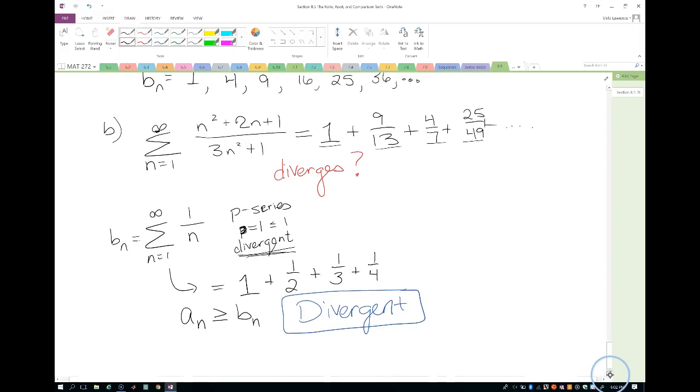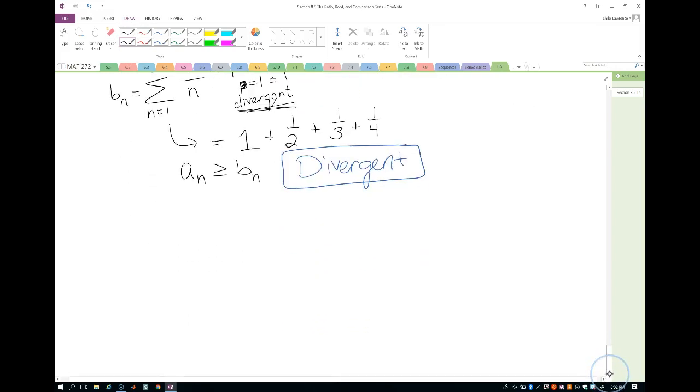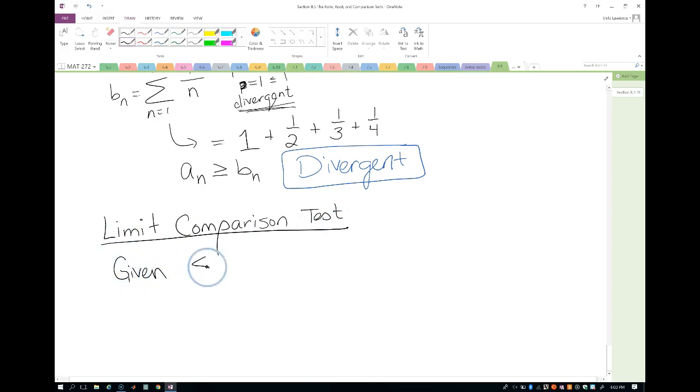The second comparison test in this section is called the limit comparison test. This one has a much more concrete mathematical method to it, but it shares some resemblance with the direct comparison test in that you have to have an idea ahead of time as to whether you think your series is going to converge or diverge, and then be able to come up with some sort of series that looks similar to it. So the limit comparison test says that we'll be given some series that we're asked to determine the convergence or divergence of.